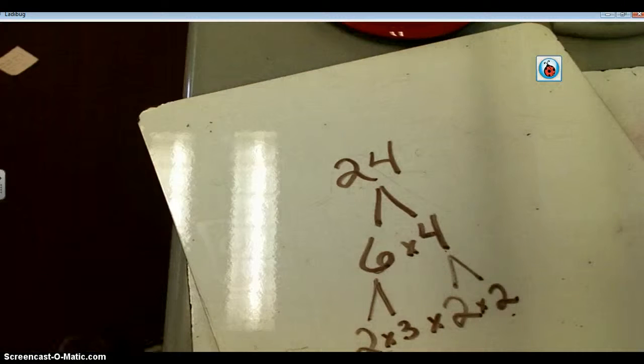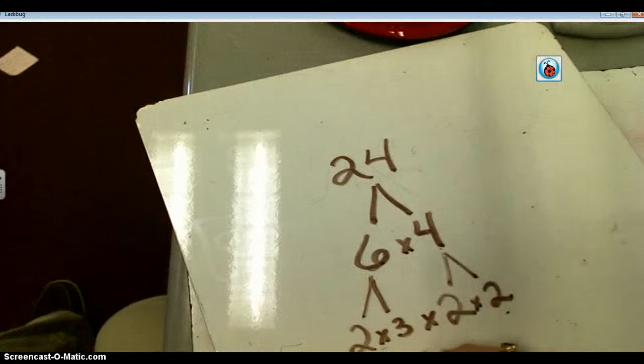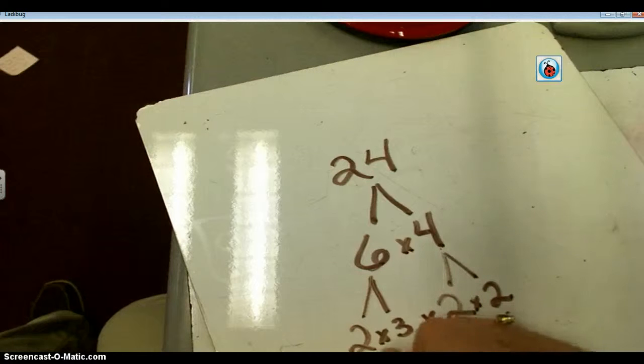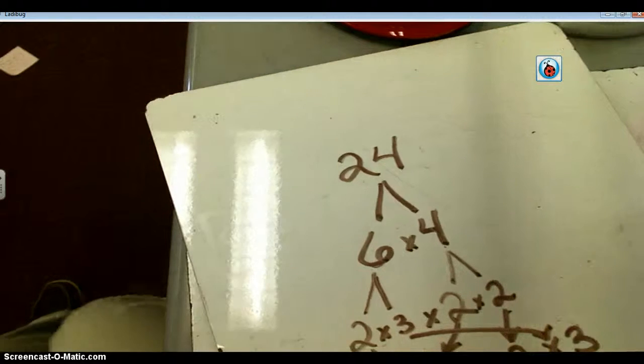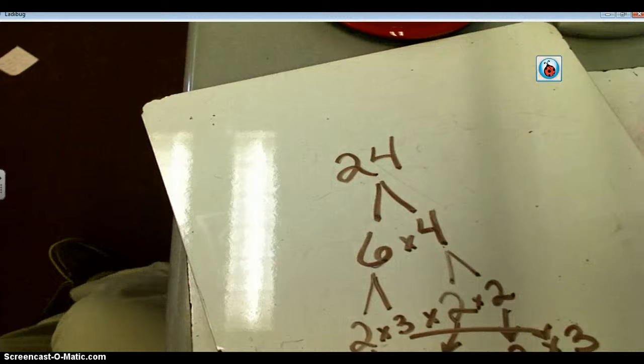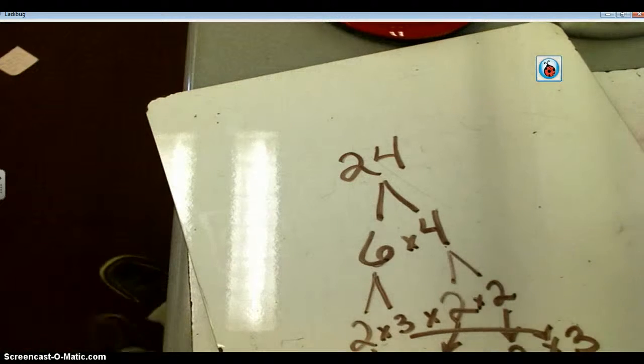Okay, well, I'm really picky though, so when you guys do this from now on, you're going to have to reorder them. So we're going to go least to greatest of 2 times 2 times 2 times 3. I want all the little numbers up front. Does that make sense? So just rewrite it again. 2 times 2 times 2 times 3. Okay?